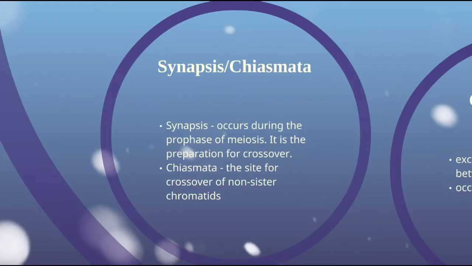Chiasmata is the site of crossover for non-sister chromatids. It appears as an X-shaped region under the microscope.